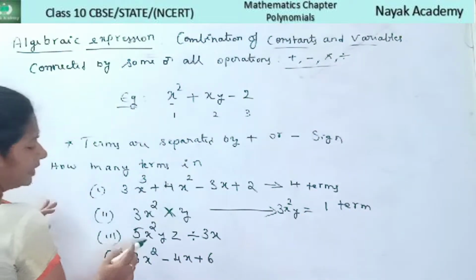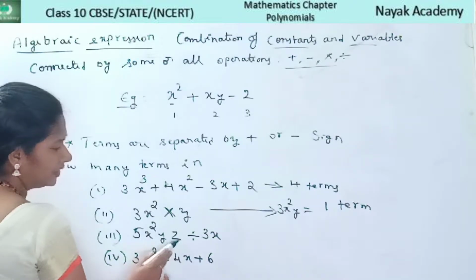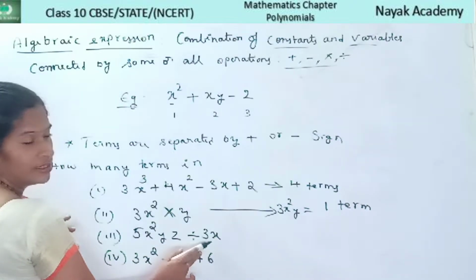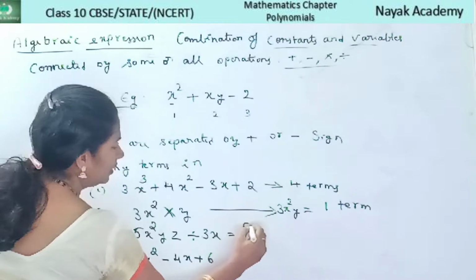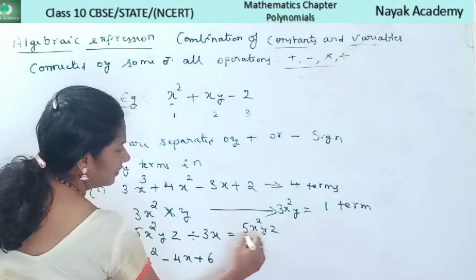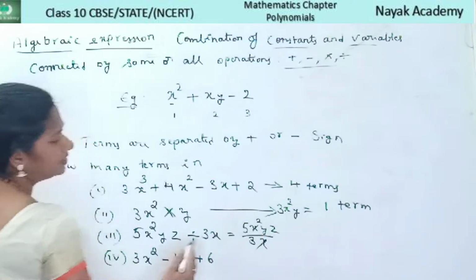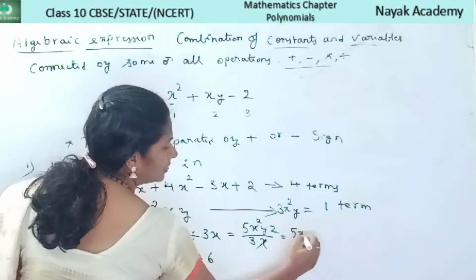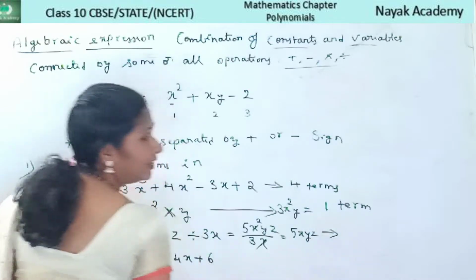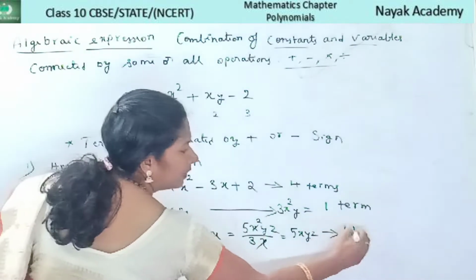Here the third example, 5x square yz divided by 3x. Now what is the answer, children? 5x square yz divided by 3x. Now this x will cancel with this, so you will get 5x yz. So again it has only one term.